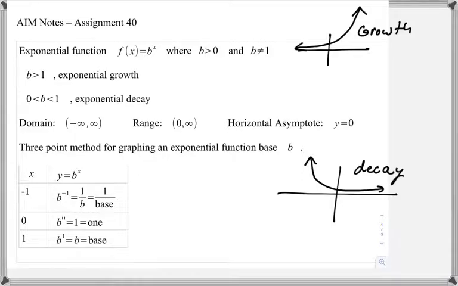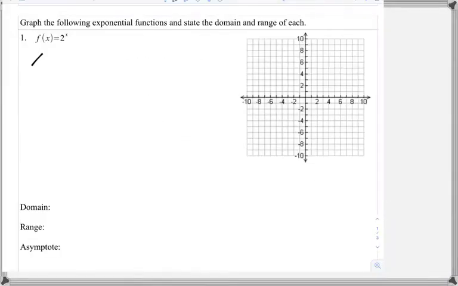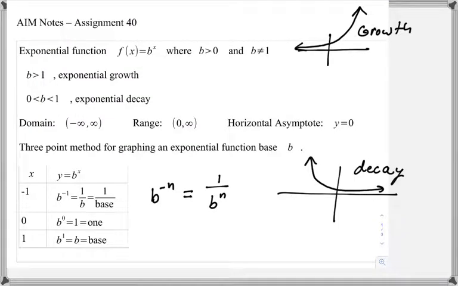And to keep it simple for graphing, we're going to use what's called the 3-point method for graphing an exponential function of base b. So we'll always use these 3 points, -1, 0, and 1. If we use -1, we're going to be using the exponential rule, b to the negative n is equal to 1 over b to the n. So b to the minus 1 is going to be 1 over b to the first power, or 1 over the base. B to the 0 is always 1, and b to the first power is just the base.